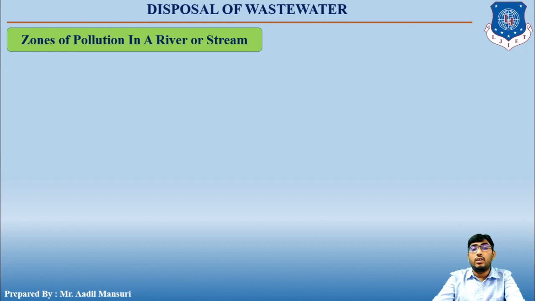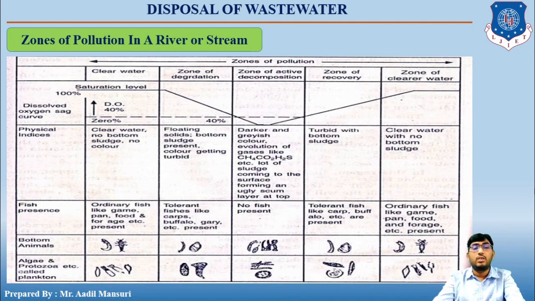So let us start with the first one, that is the zone of degradation. Let me show you a picture. So you can see that there are four different zones of pollution. Initially there will be clear water, then there will be zone of degradation, then zone of active decomposition, then zone of recovery and zone of clearer water. So what does zone of degradation mean?